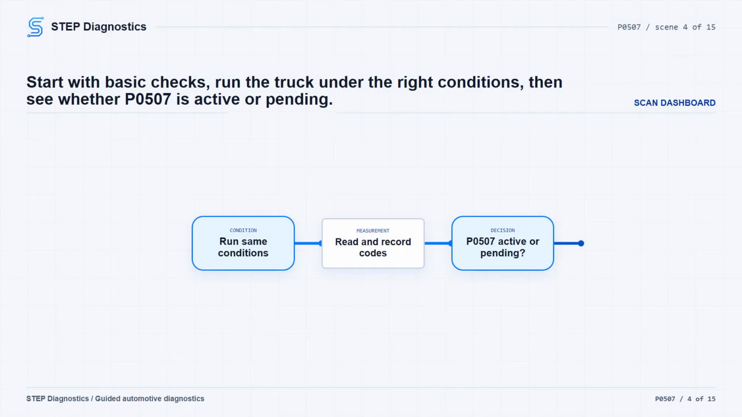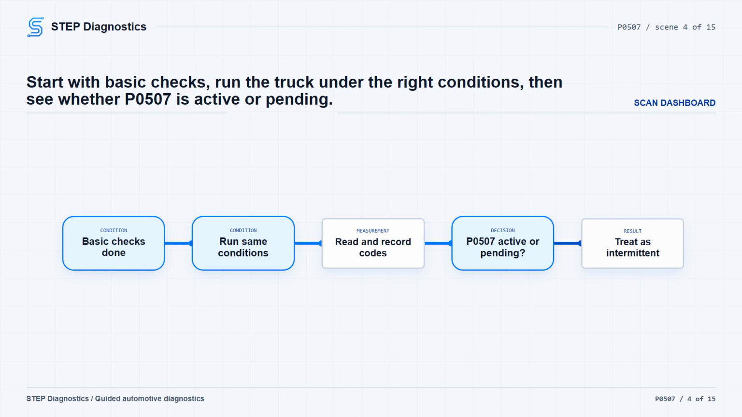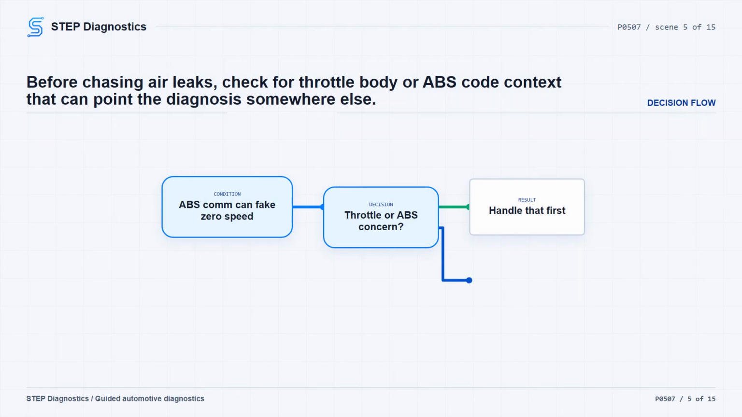Start with the basic pre-diagnostic checks completed. Then start the engine, test drive or operate the vehicle under the same conditions that run and set this fault, and read and record the DTCs with the scan tool. If P0507 is active or pending, continue with this path. If it is not active or pending, treat it as an intermittent concern instead of forcing the active code routine. Next, look at the other recorded codes before condemning anything.